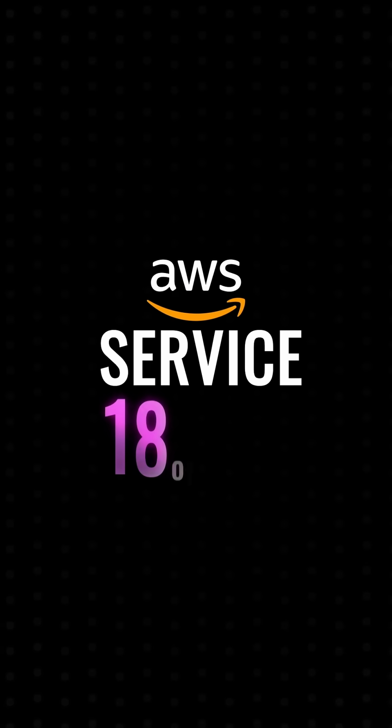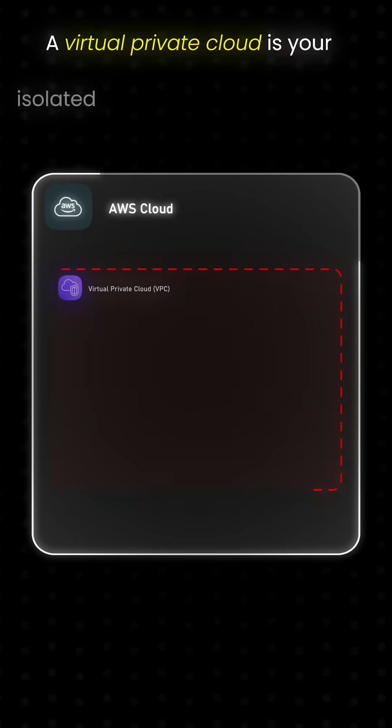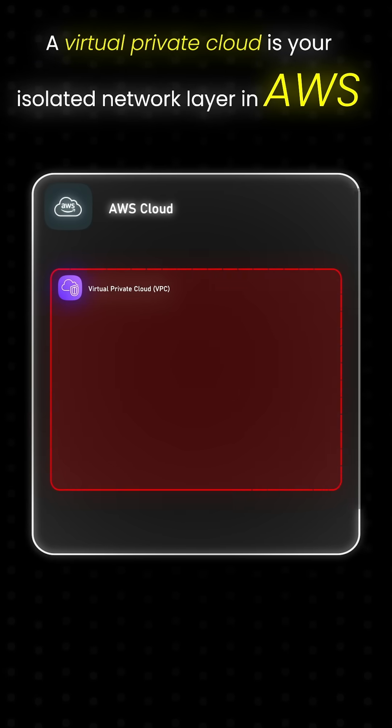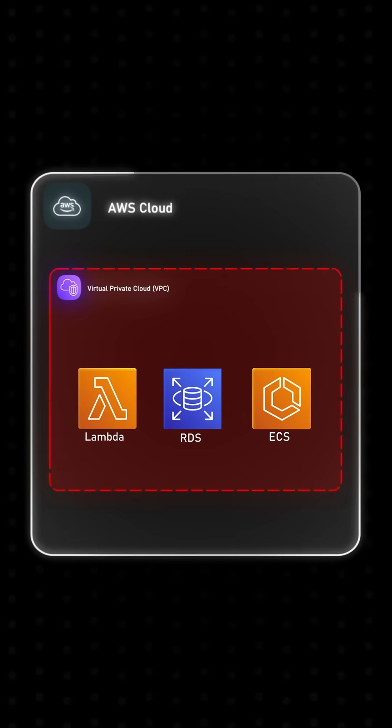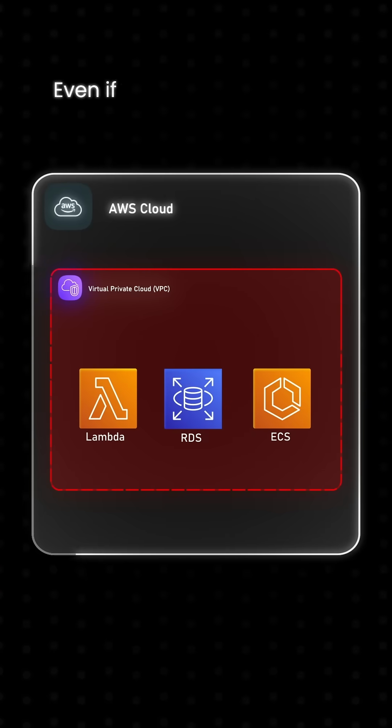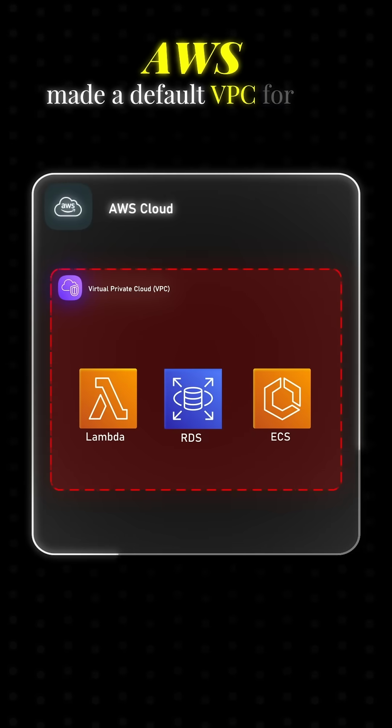AWS Service 18 of 128, VPC. A virtual private cloud is your isolated network layer in AWS. Many AWS services such as Lambda, RDS, ECS exist inside a VPC, even if you didn't create one. AWS made a default VPC for you.